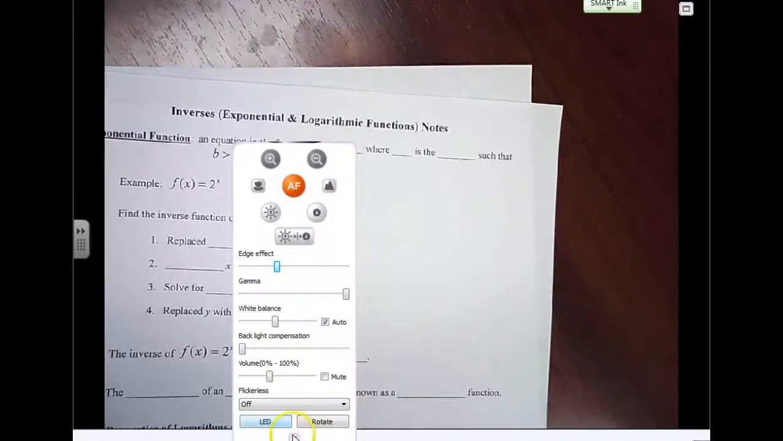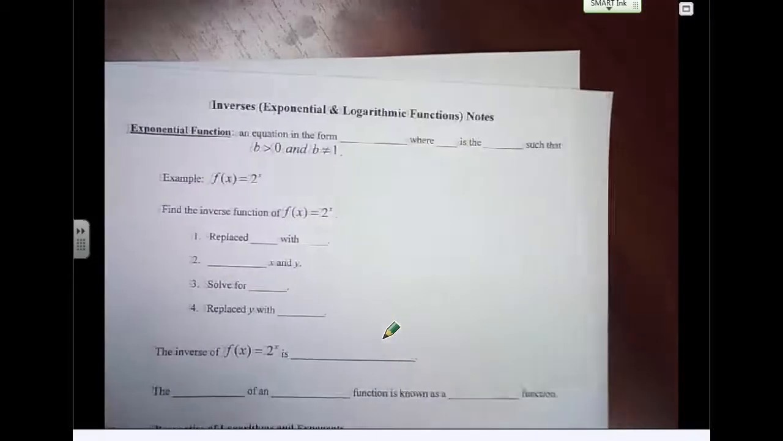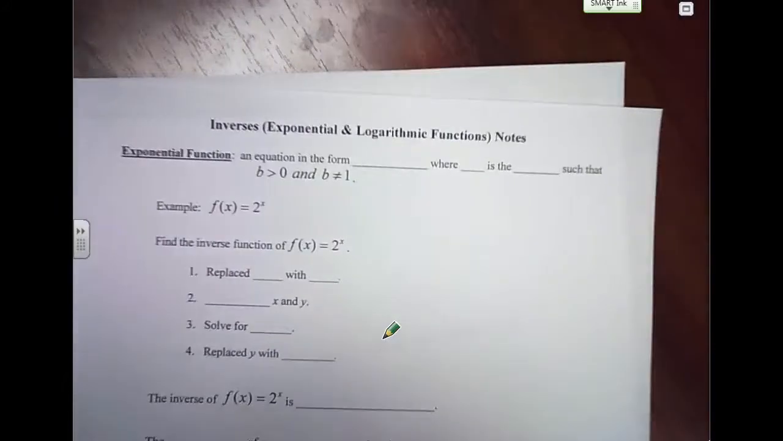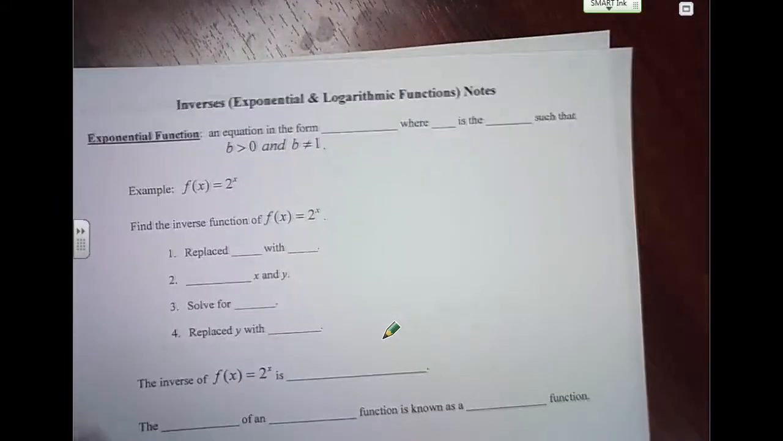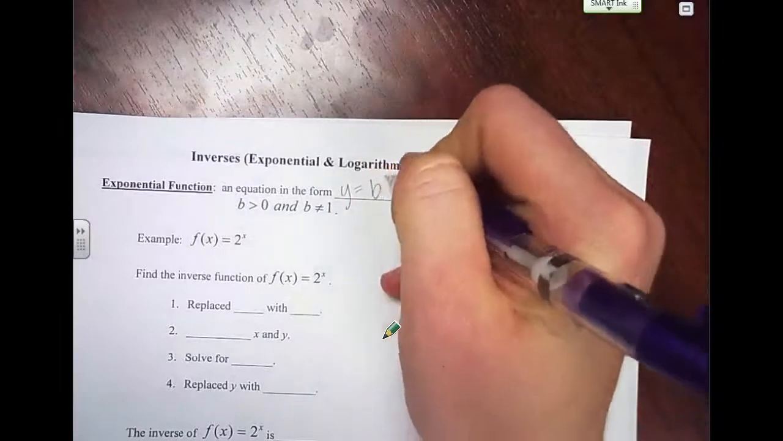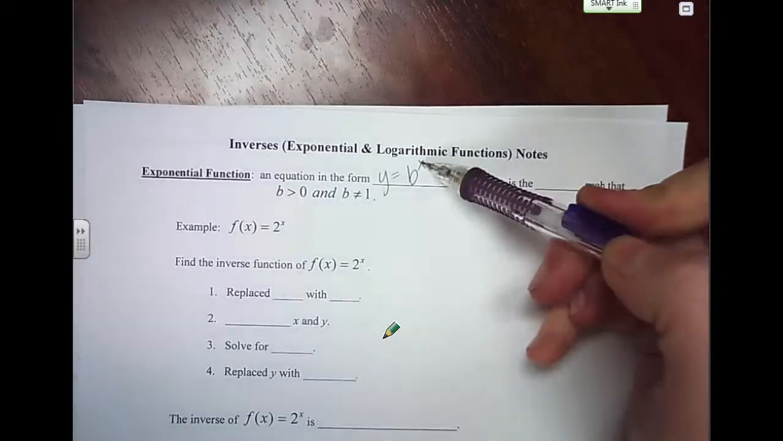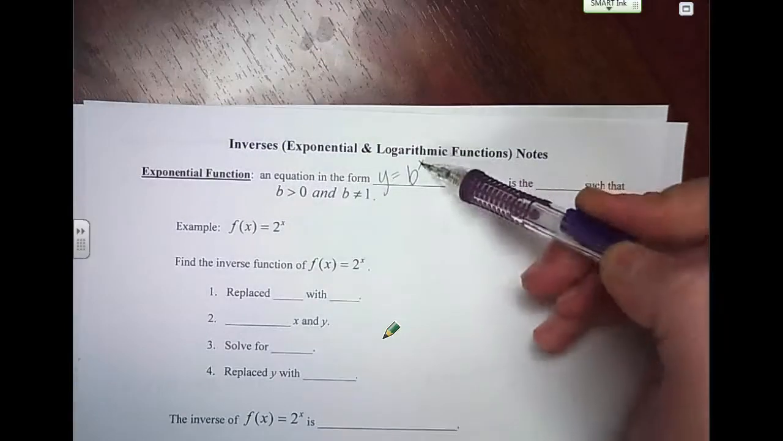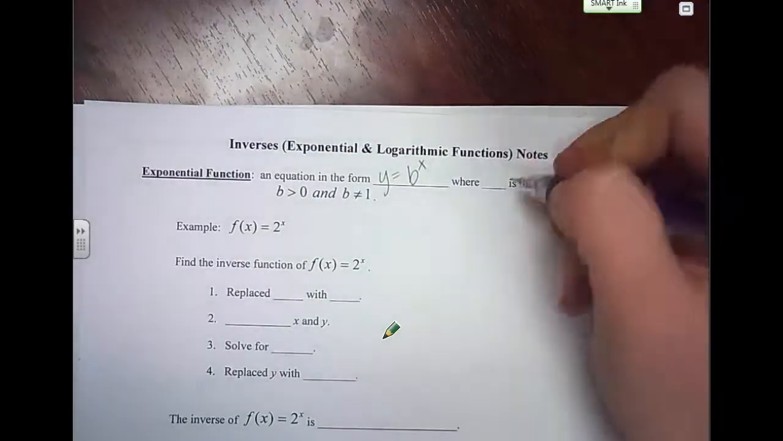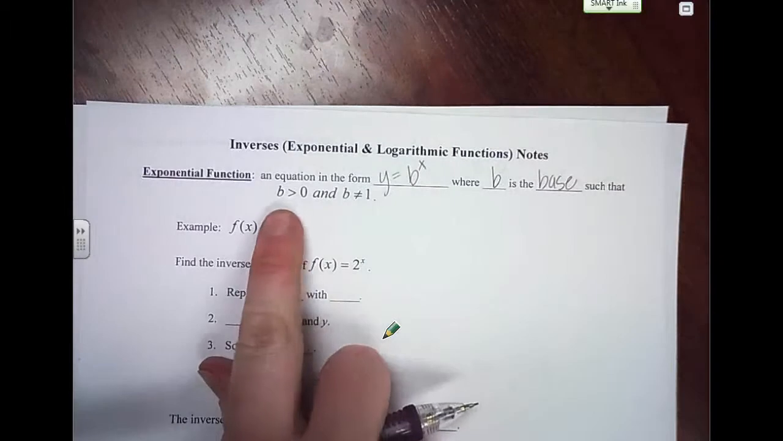Okay, so today we're going to find inverses of our exponential and logarithmic functions. So, an exponential function is an equation in the form y equals b to the x. So the x is in the exponent. Okay, it can't be anywhere else, it has to be in the exponent.